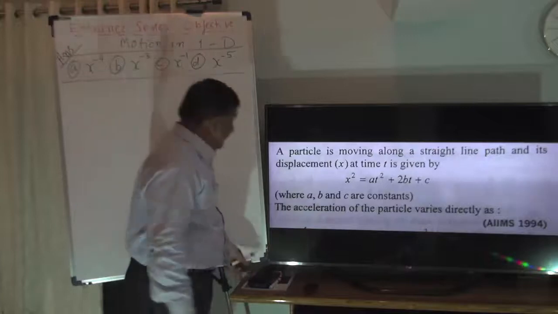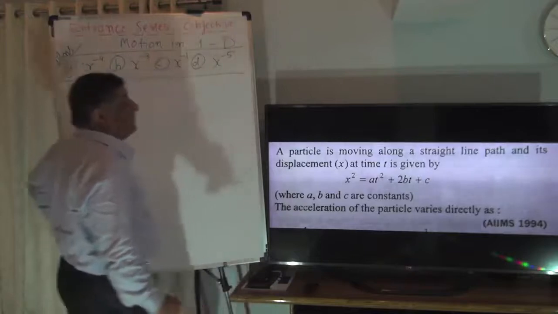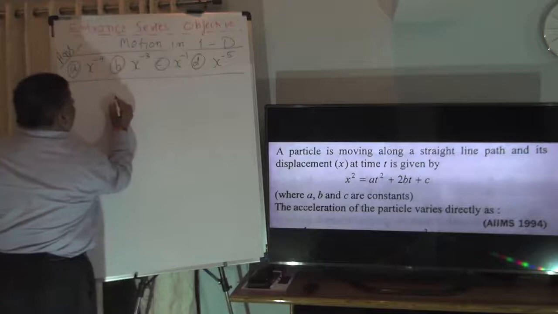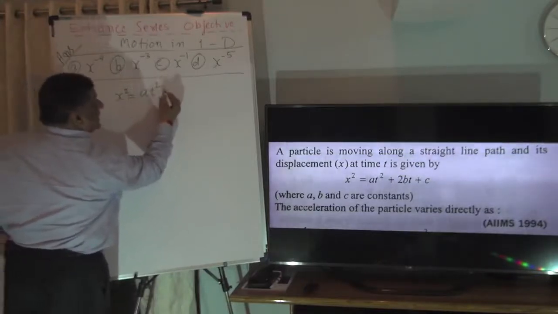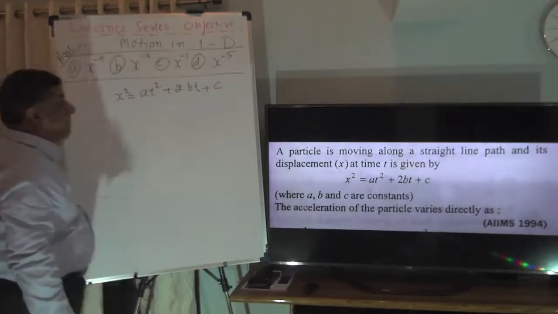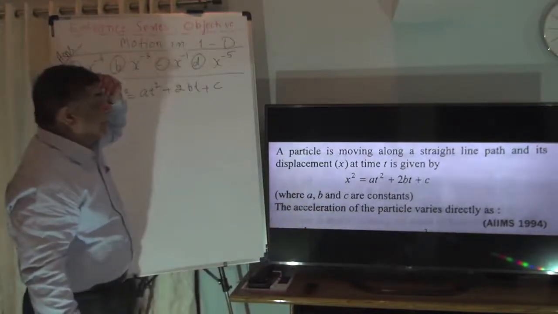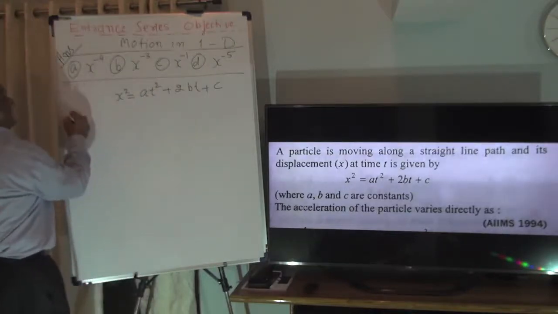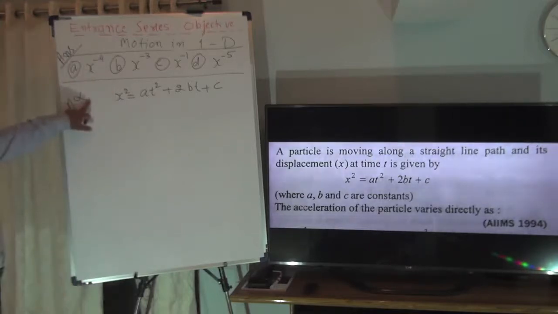Okay, now see this question. A particle is moving along a straight line and its displacement x at any time is given by x square is equal to at square plus 2bt plus c. Here a, b, c are constants. The acceleration of the particle, let us say A, varies as, is proportional to.